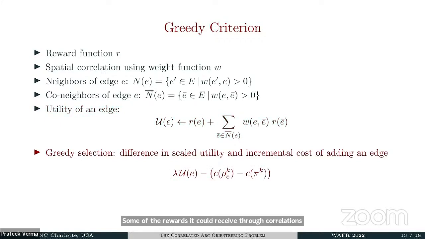And then we have the greedy selection criteria, which is the difference between the scaled utility and the incremental cost of adding an edge. With this as the greedy selection criteria, we select edges. And then once we have incorporated it into a route, we update the scaling factor and the utilities.